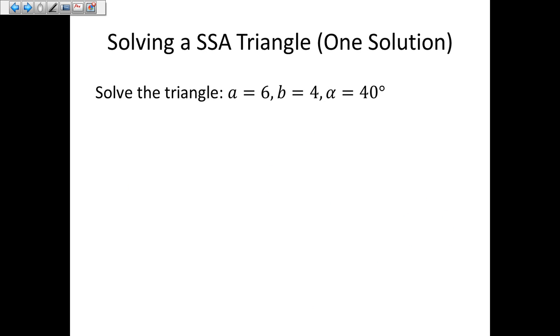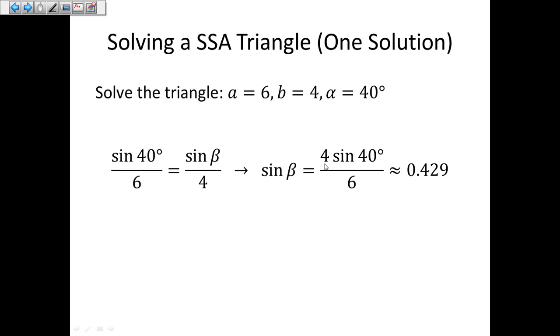Okay, so let's solve a side-side-angle triangle where there's one solution. Now, they're not going to tell you ahead of time how many solutions are possible. I am being very nice, telling you that there's one solution possible. So they tell us that A is 6, B is 4, and alpha is 40 degrees. So this is a side-side-angle triangle. And the first thing we're going to do is try to find beta, because we've got a pair here, A and alpha. So we can use the law of sines to find beta, the angle opposite side B.